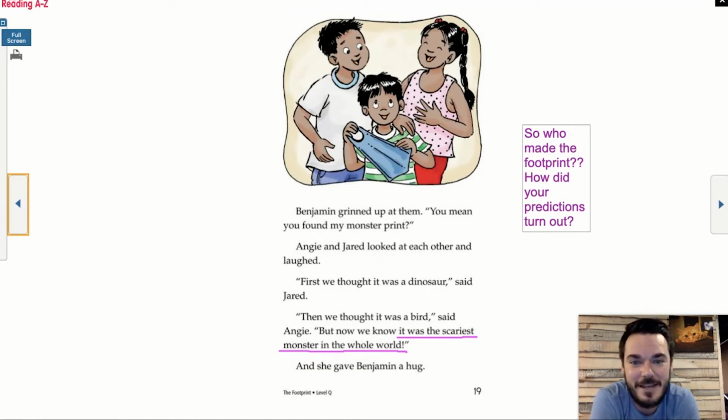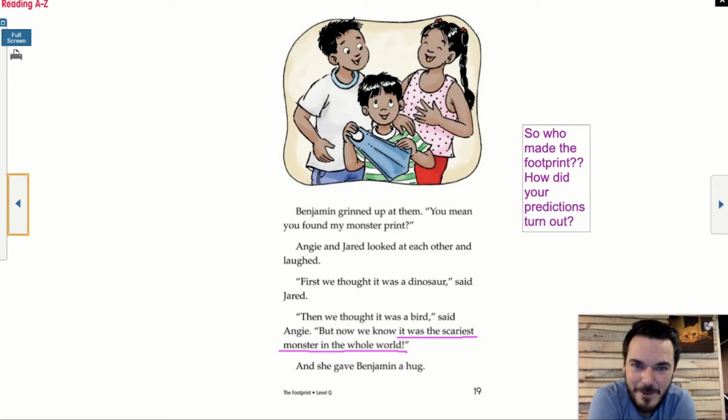Benjamin grinned up at them. "You mean you found my monster print?" Angie and Jared looked at each other and laughed. "First we thought it was a dinosaur," said Jared. "Then we thought it was a bird," said Angie. "But now we know it was the scariest monster in the whole world." And she gave Benjamin a hug.